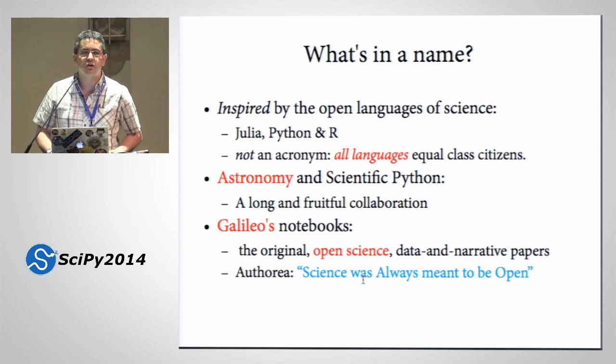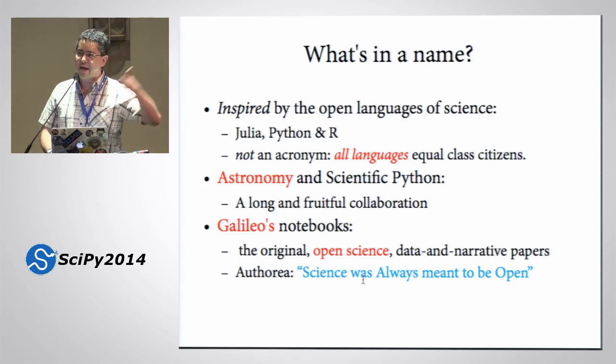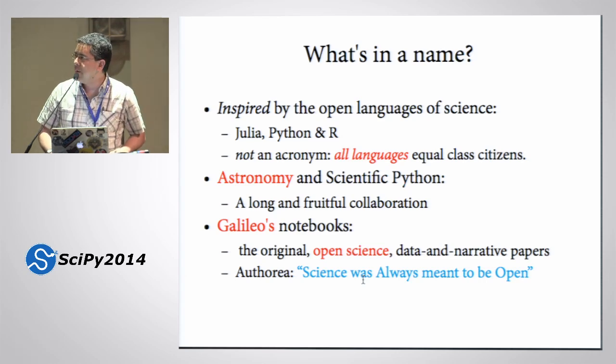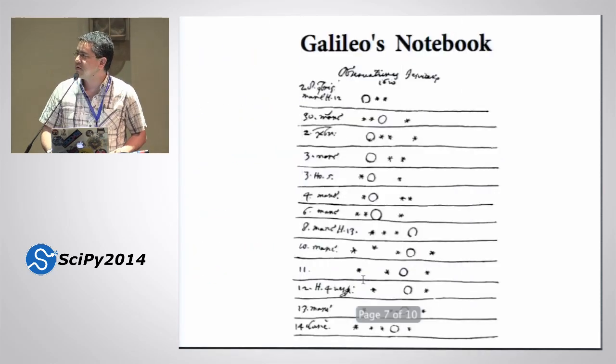We want to acknowledge the long history that astronomy has played in our community, from the work of the Hubble Space Telescope and the original funding for the Chaco project all the way to the continued maintainership of Matplotlib. And we also want to pay homage to Galileo, whose notebooks were the first open science papers. There's a great blog post that I encourage you to read from Authoria about how science was always meant to be open that looks at Galileo.